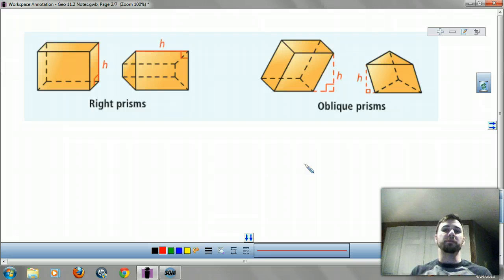You have two types of prisms: right prisms and oblique prisms. Oblique prisms are slanted. Right prisms are not slanted.